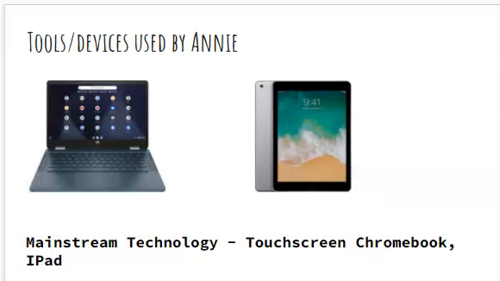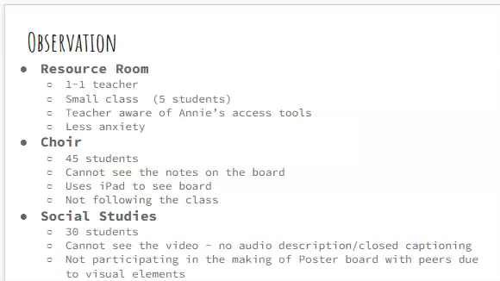Amongst the mainstream technology devices, Annie uses a touchscreen Chromebook and an iPad. Annie's first period that I observed is resource, with a teacher who's aware of Annie's challenges. The teacher helps Annie navigate her anxiety by organizing her folders for the rest of the classes. She tells her what Annie is expected to complete.